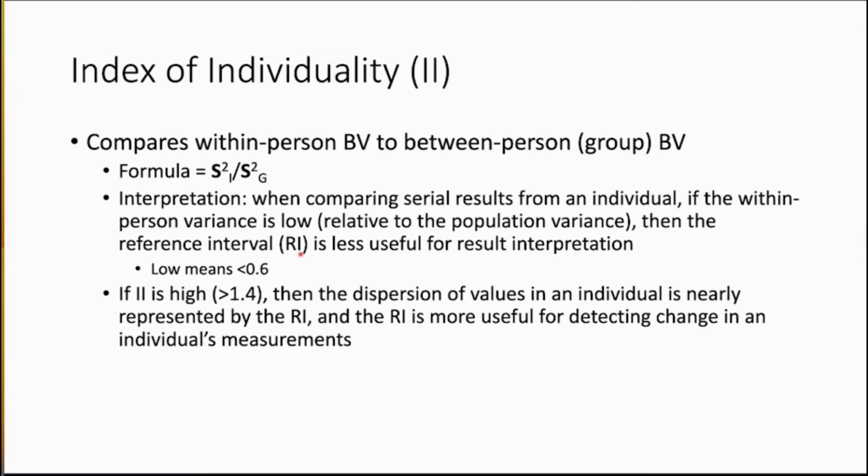On the other hand, if the index of individuality for an assay is high, and the case defined somewhat arbitrarily is greater than 1.4, then the dispersion of values within an individual is more closely represented by the population reference interval.